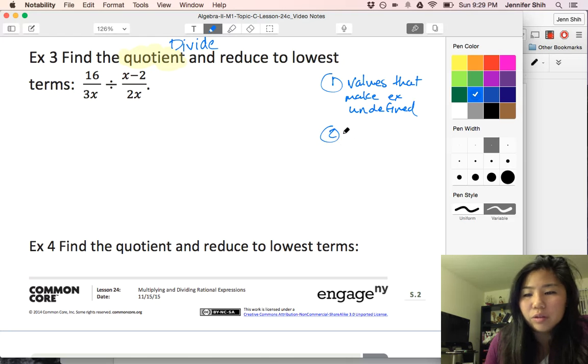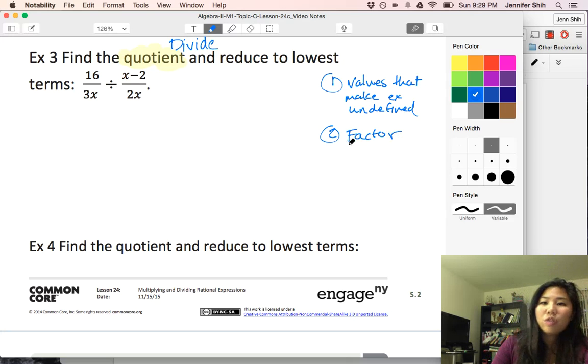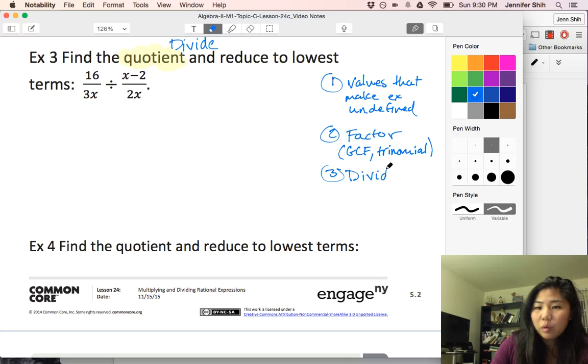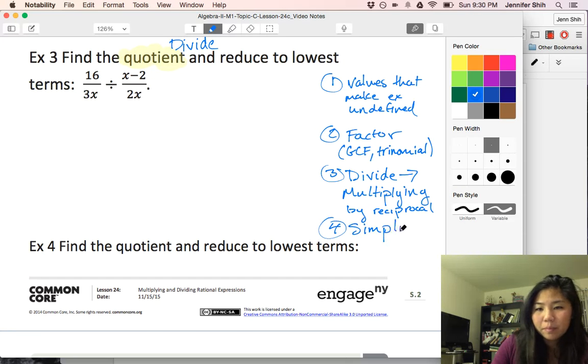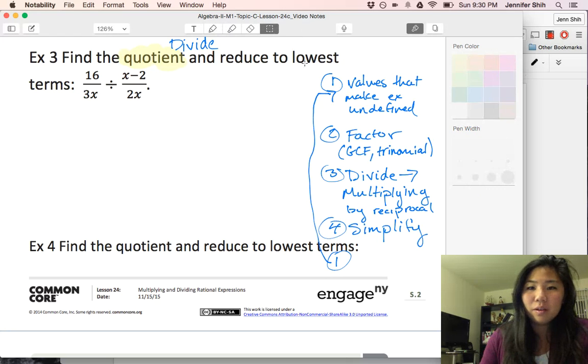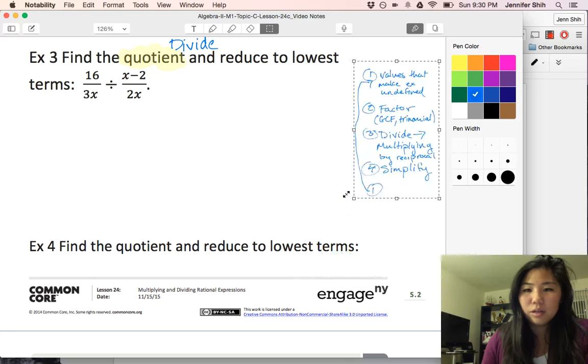And then we are going to factor, if there are any factors that we can factor out, greatest common factor, or if there's a trinomial, you're also going to do that factoring. And then you're going to divide, but you're going to divide by multiplying by the reciprocal. And then you have to simplify. And then finally, I'm going to put a 1 here because you have to go back to find values that make the expression undefined. Okay, let's see if I can take this and shrink it down a little bit.